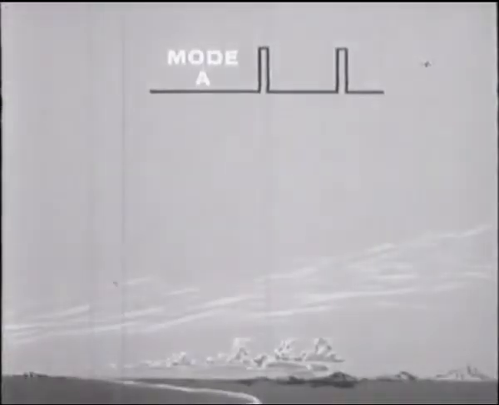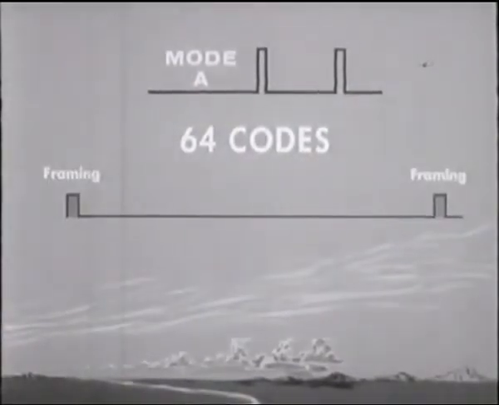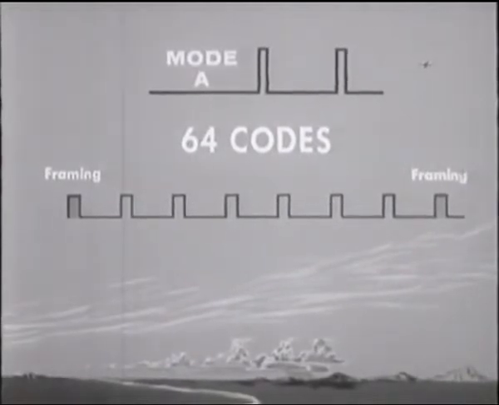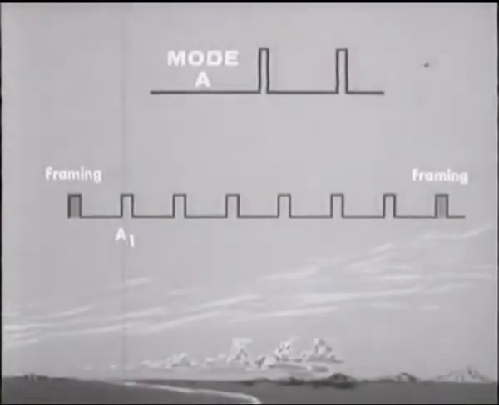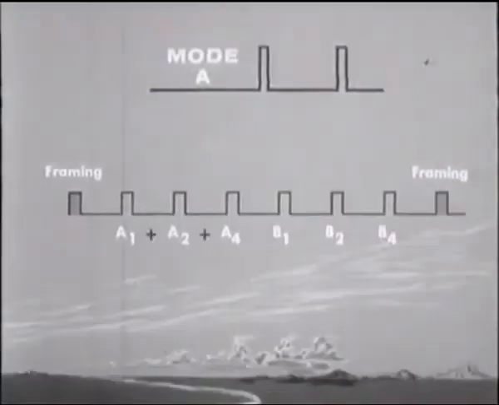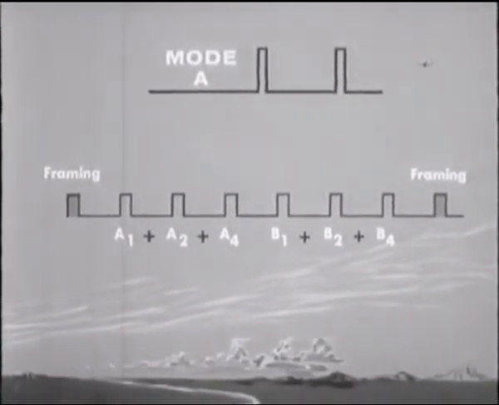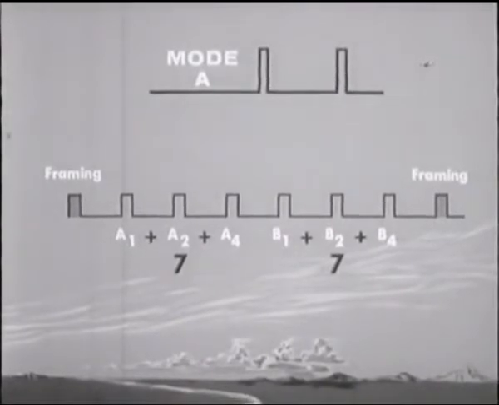The air-to-ground replies are also combinations of pulses known as codes. At present, mode A is responded to by 64 discrete reply codes derived from 6 pulse designations: A1, A2, A4, B1, B2, B4. The addition of all the binary digits in the A group or B group totals 7, or the omission of all pulses from a group indicates a 0.